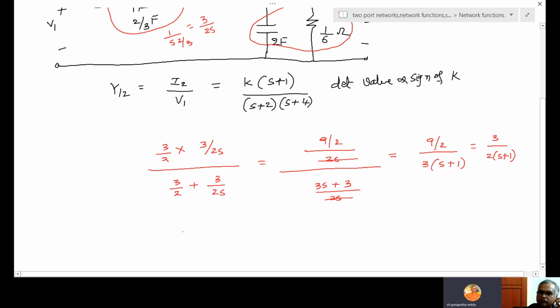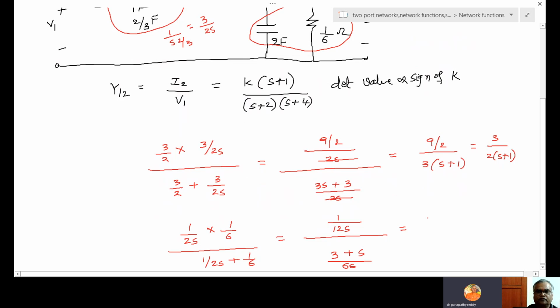So there 1 by 2S is parallel with 1 by 6. By 1 by 2S plus 1 by 6. It is equal to 1 by 2S by 6S is LCM, then 3 plus S. So it is equal to 1 by 12S into 6S by S plus 3. So this is 2. So 1 by 2 into S plus 3.